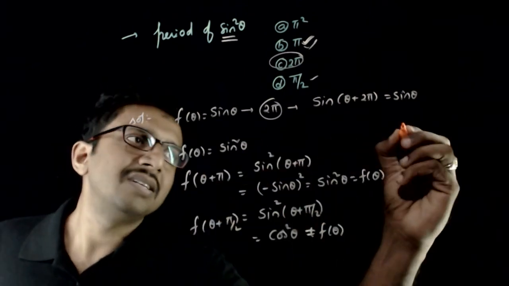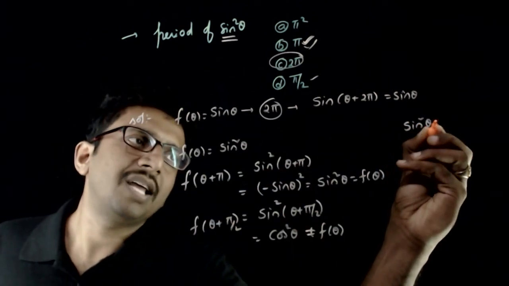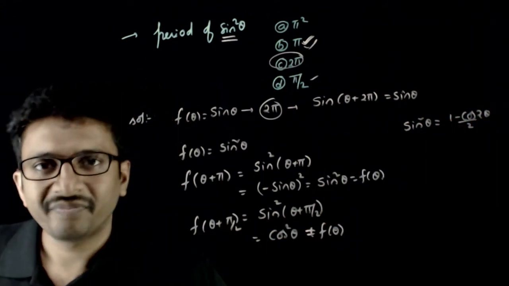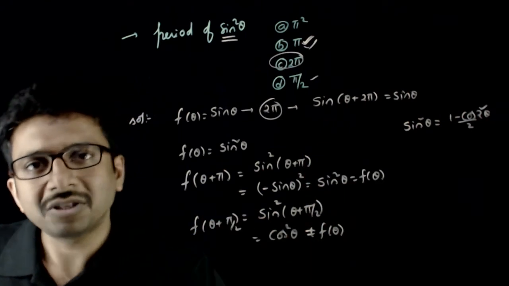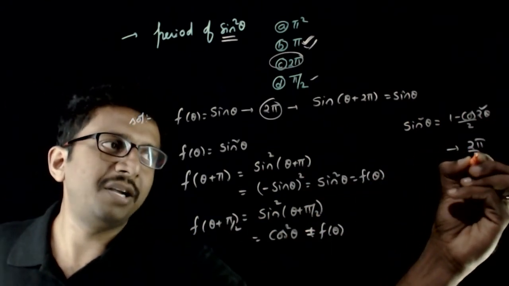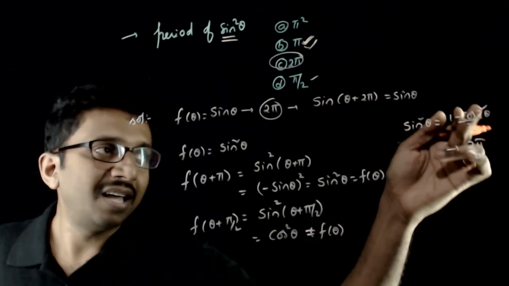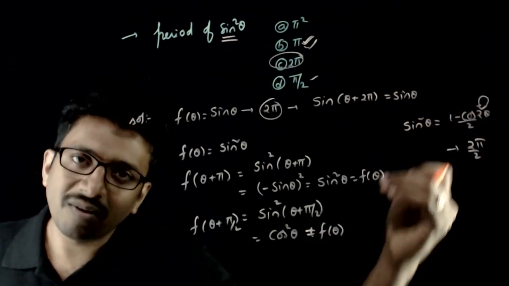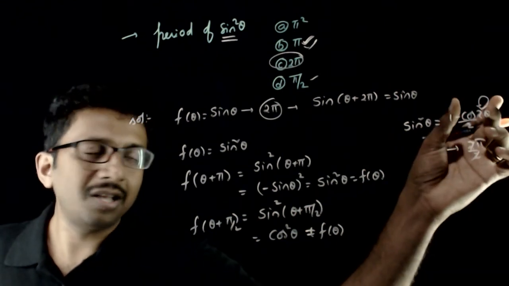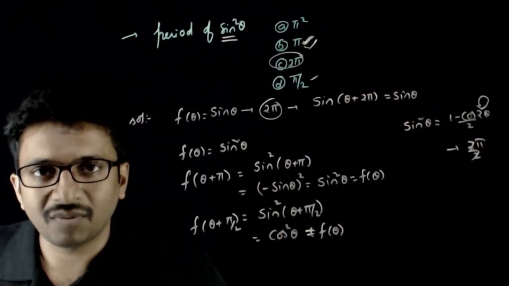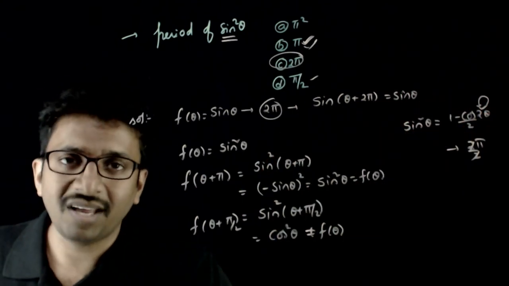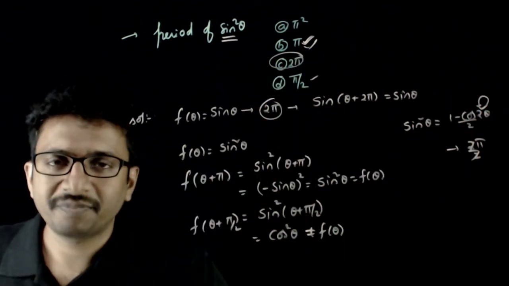Or the other way is, sine square theta can be written as (1 minus cos 2 theta) by 2. And what is the period of cos 2 theta? So the period of cos 2 theta is 2 pi by 2, right? Because if you have a number multiplying theta, the period will be divided by the same number. So the period is pi. So cos 2 theta repeats after an interval of pi. Similarly, (1 minus cos 2 theta) by 2 also repeats after an interval of pi. So pi is the answer. Thank you.